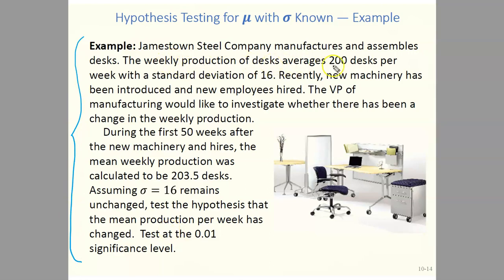Recall that the weekly production of desks averaged 200 desks per week with a standard deviation of 16, and new machinery and employees were hired, and you would like to determine if there's been a change in the weekly production. During the first 50 weeks after the new machinery and hires, the mean weekly production was 203.5. Assuming that the population standard deviation of 16 remains unchanged, test the hypothesis that the mean weekly production per week has changed at the 0.01 level.